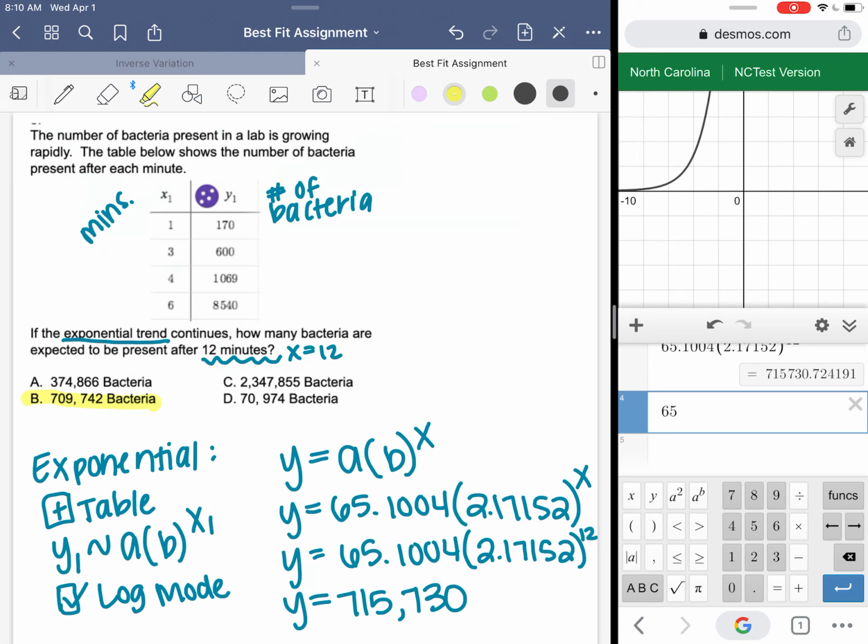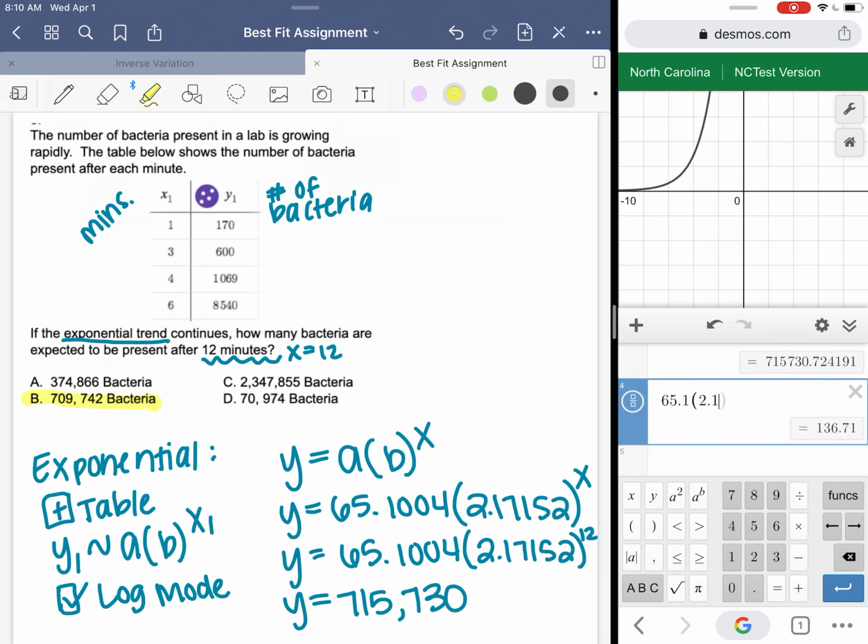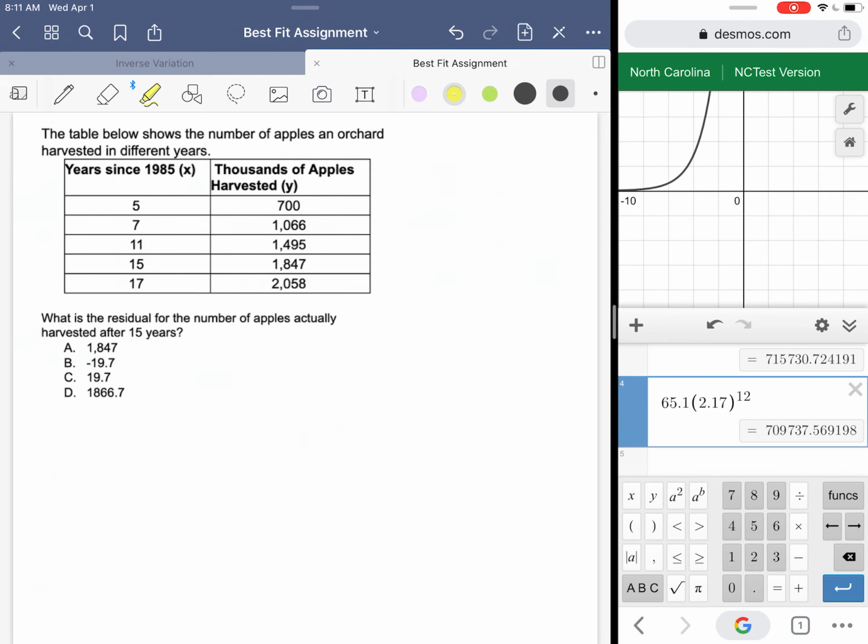So for instance, if I only put a couple of decimal places, so let's say I did 65.1 times 2.17 to the power 12, notice that is 709,737, so that's much, much closer. So it really just depends on your decimal places. The more decimal places that you put, the more accurate your number is. So technically 715 is a more accurate number than 709,000, but it just depends on how many decimal places you put.